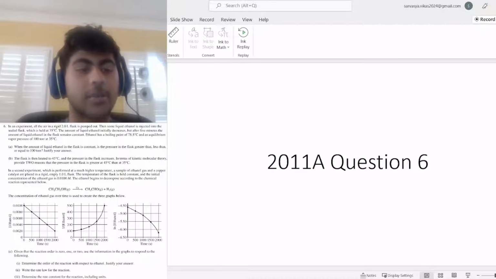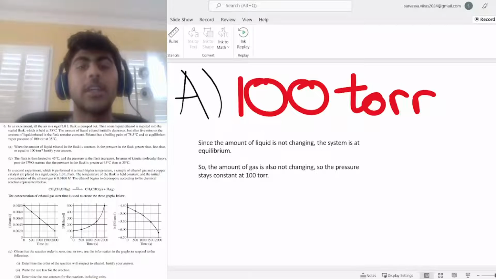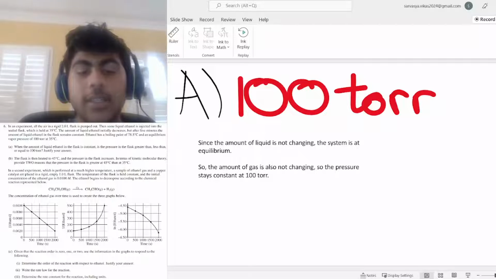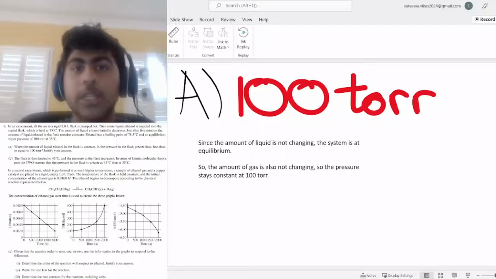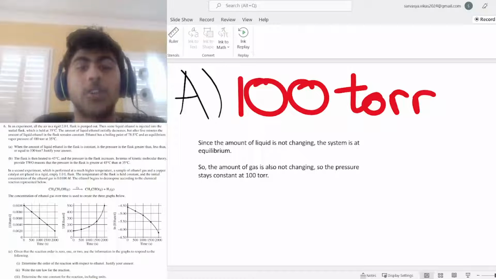Well, let's think about this. Since the amount of liquid is not changing, the system is at equilibrium, right? The rates going in both directions are the same, so nothing is changing, it's at equilibrium. That means the amount of gas is also not changing, so the pressure stays constant at 100 torr. Since the amount of gas is not changing, the number of moles is the same, the pressure is the same, and the pressure stays at 100 torr.